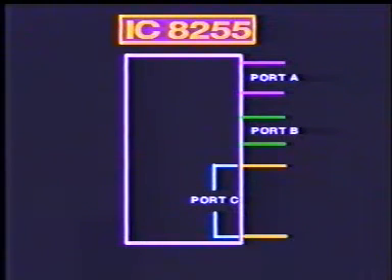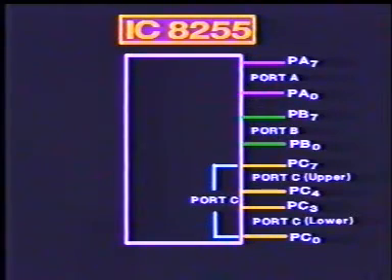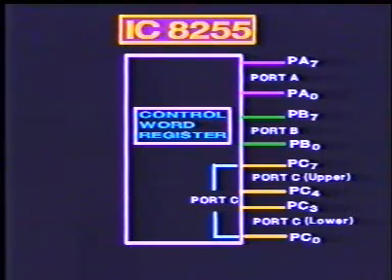The device features three ports named A, B and C. Each one of them is an 8-bit port. However, port C can be divided into two 4-bit ports and used separately. The device also has an 8-bit internal register to store the control word. The control word is used to configure the three ports of the device either as input or as output.